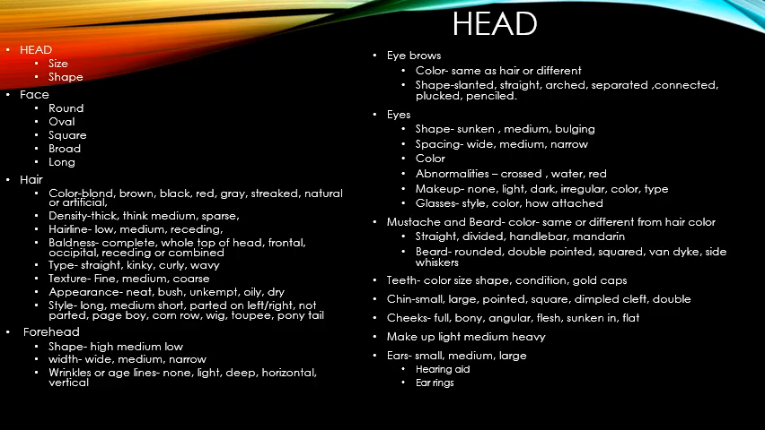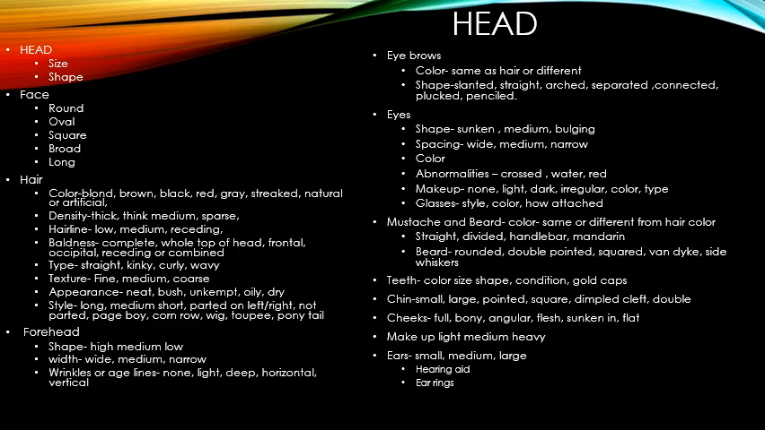Head, size and shape. Face, round, oval, square, broad, long. Hair, color, blonde, brown, black, red, gray, streaked, natural or artificial. Density, thick, thin, medium, sparse. Hairline, low, medium, receding. Baldness, completely whole top of head, frontal, occipital, receding or combined. Type, straight, kinky, curvy, wavy. Texture, fine, medium, coarse. Appearance, neat, brushed, unkempt, oily, or dry. Style, long, medium, short. Parted on left, parted on right, not parted. Page boy, cornrow, wig, toupee, ponytail.